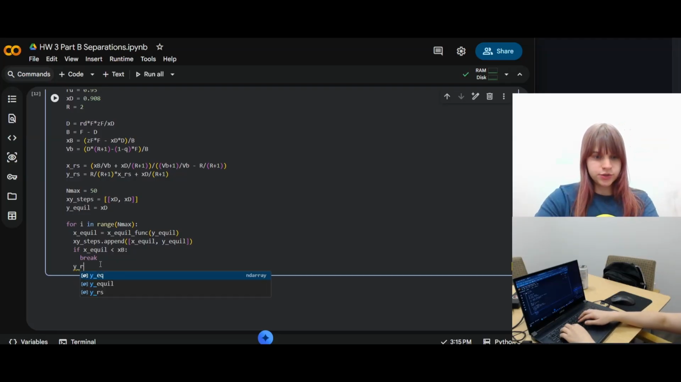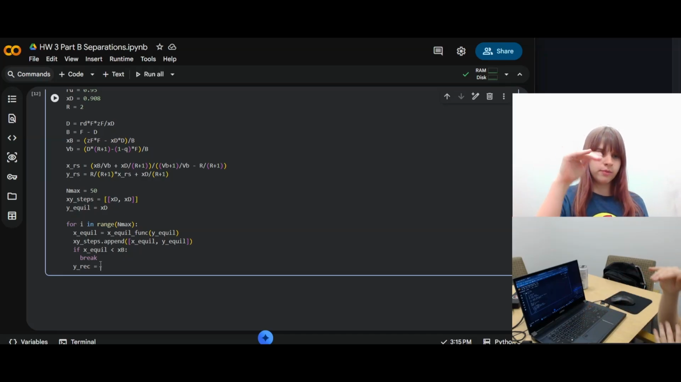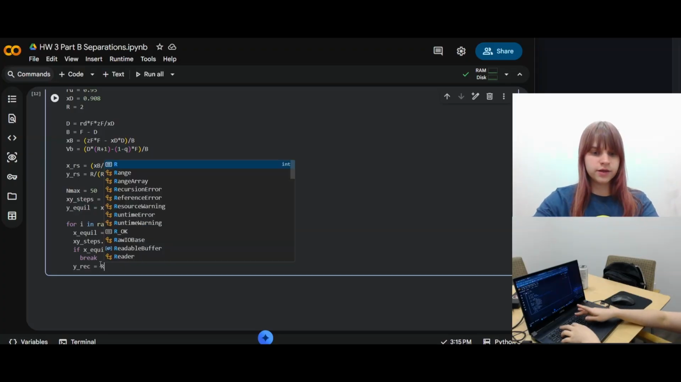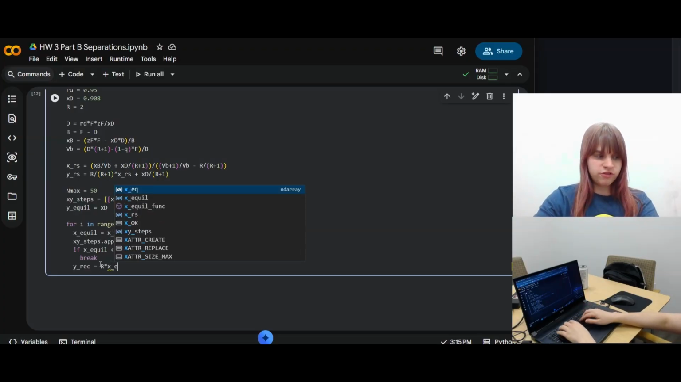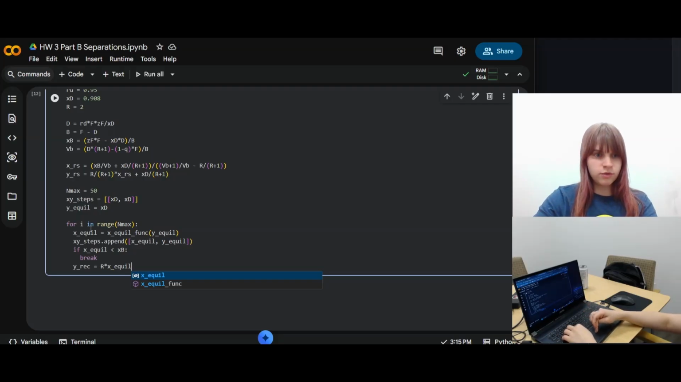We also want to define our rectifying y value if we were to drop to our rectifying line, so where the, I guess, cross section is with that line. So we would do the reflux ratio times our x equilibrium value, divide that by the reflux ratio plus 1, add our distillate composition divided by r plus 1.